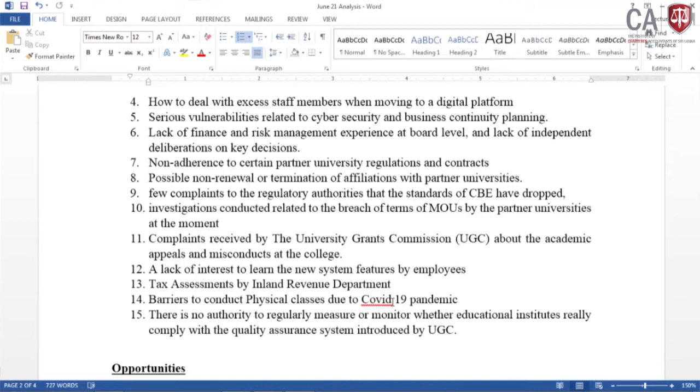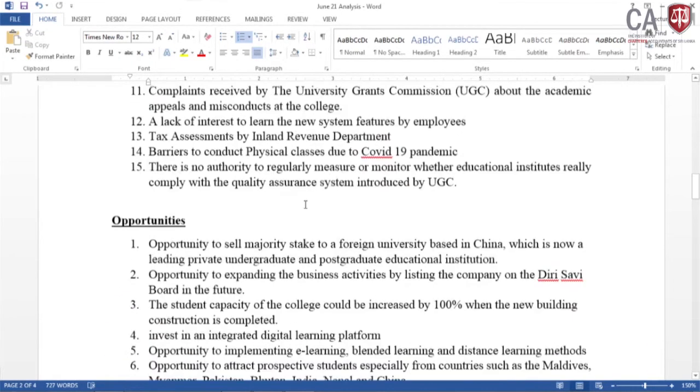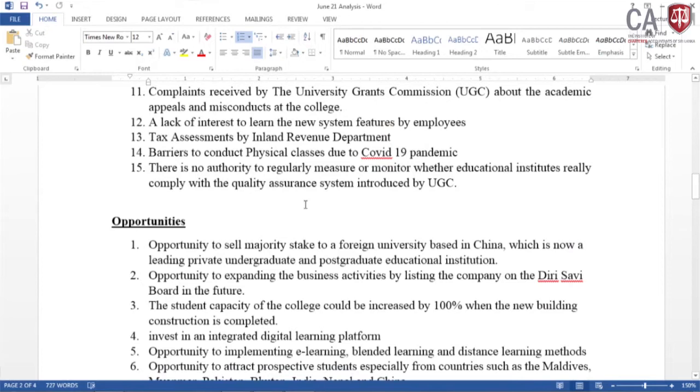Complaint received by the University Grant Commission about the academic appeal and misconduct at the college. So, they may take actions against us, it is a threat. A lack of interest to learn the new system features by employees, a threat. Tax assessment by the Inland Revenue Department is a threat, they may take legal action against us. Barriers to conduct physical classes due to the COVID-19 pandemic is a threat for our survival.